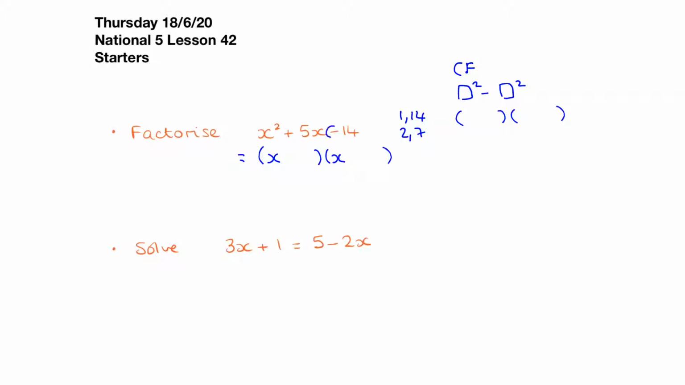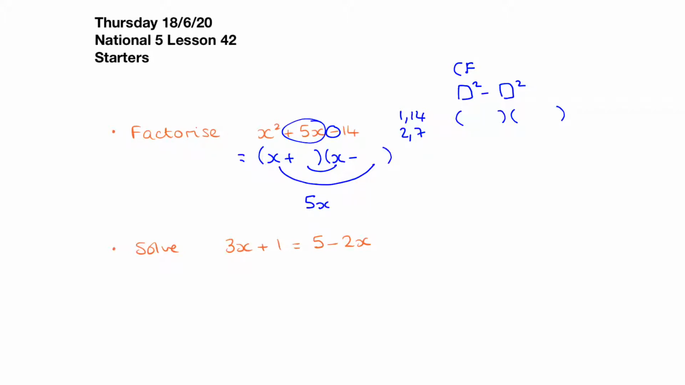Then we look at the sign of the third term. That's negative, which means that the signs in the brackets have to be different because they're multiplying together to give us a negative answer. So if we have a look now at our pairs, remember what we've got to do is slot them in so that the result of those two lines that I just drew is 5x, positive 5x, the middle term here.